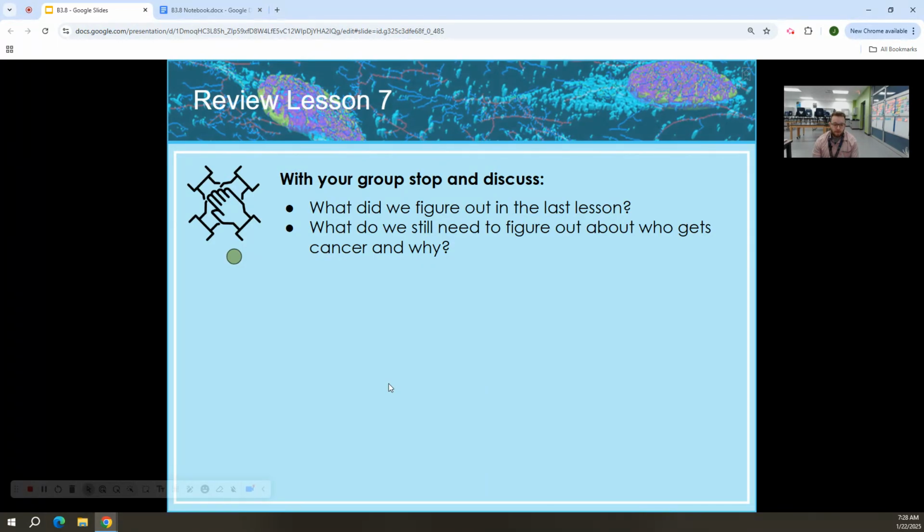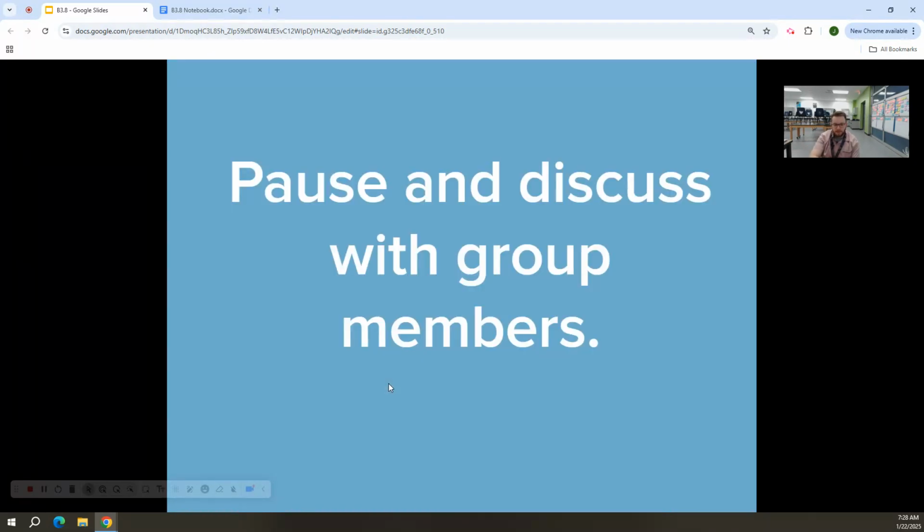What did we figure out in that lesson? What have we figured out so far in this unit? We're over halfway through now, on the downward decline side of the unit. And then what do we still need to figure out? What are we not sure about? Probably we should include something about how cancer is inherited, right? We haven't figured out anything about that, and we know that's what we're going to look at today. So go ahead and pause the video and discuss that with your group members really quick, and then come back to me.